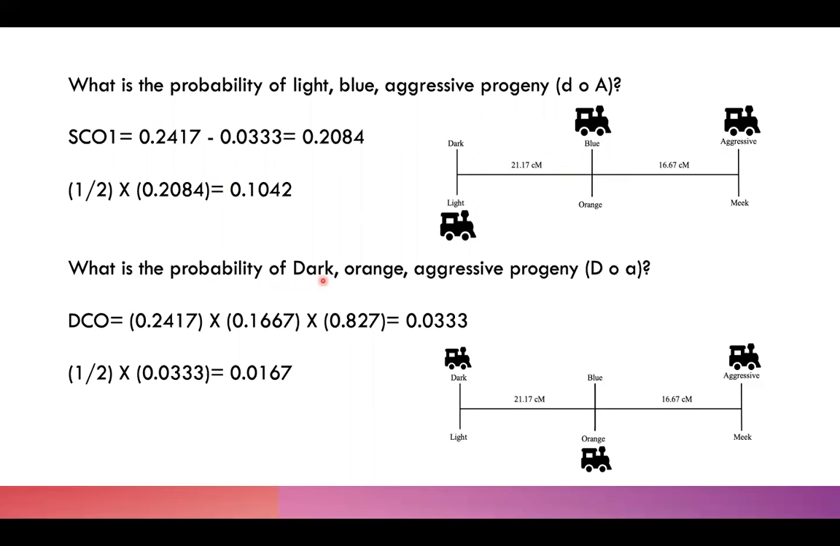What is the probability of a dark orange aggressive progeny? So when we look at the map, dark is at the top, orange is at the bottom, and aggressive at the top. As we can see, the train has to make a detour in both railroad 1 and in railroad 2 to get to all 3 points. So just like the problem above, we want to find the double crossover event this time, the probability, and then we're going to multiply that by half because we only want that single route.